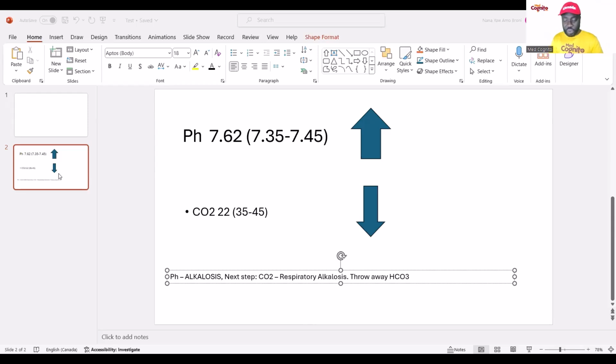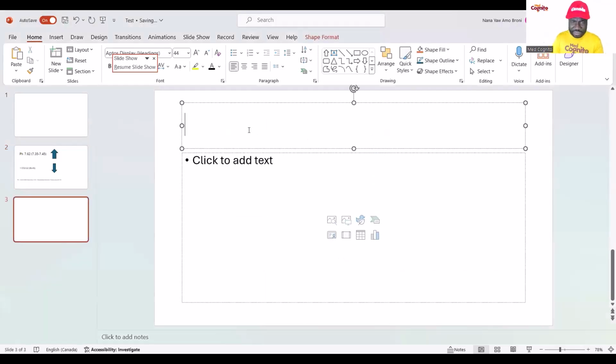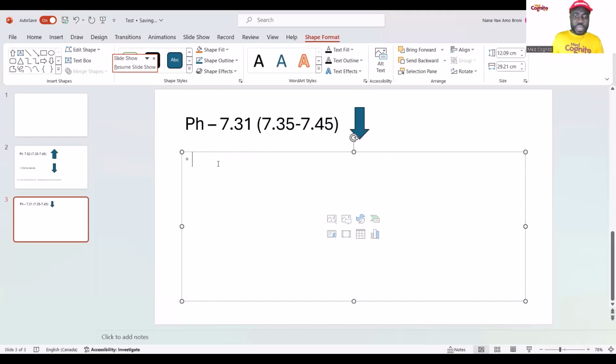Dr. Ami, before you ask your question, now let's use another slide and see another thing. pH of 7.31, and the normal range is 7.35 to 7.45. Should my arrow point up or down? Down. Acidosis. Okay, good.